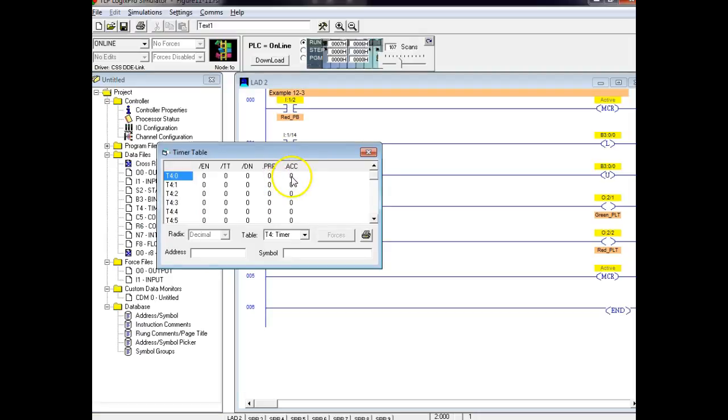Here, it's got 3 registers. We have two 16-bit registers, the accumulator and the preset. And then we have another 16-bit register, of which they only use 3 bits. We call it DN. What's that bit? TT, timer timing, and enable. Now with Allen Bradley, the enable and the timer timing are the same thing, right?